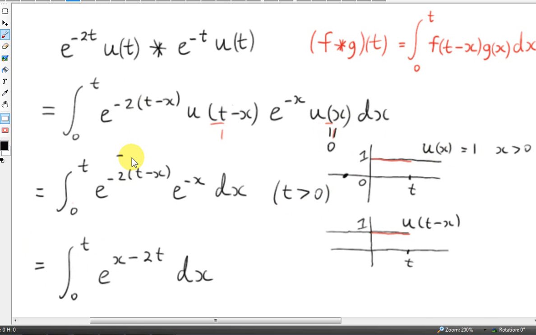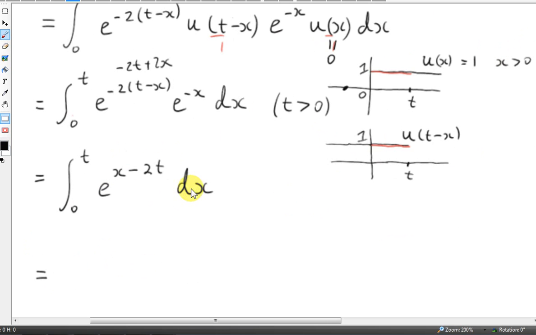So this power is going to be minus 2t plus 2x, and we add this power onto this power here. So we get plus 1x minus 2t. We are integrating with respect to x, so when you integrate e to the power of something, we just get it back. But then we need to divide by the coefficient of x, which is 1. We treat t as if it's a constant because we're integrating with respect to x.